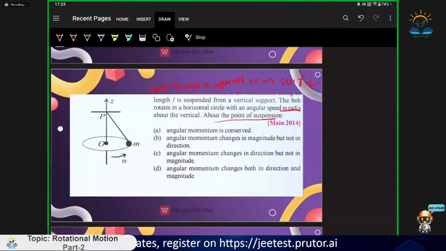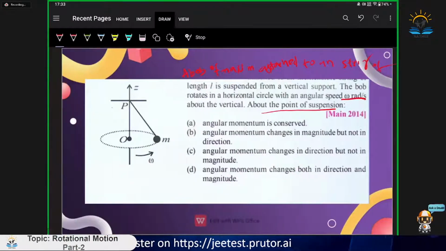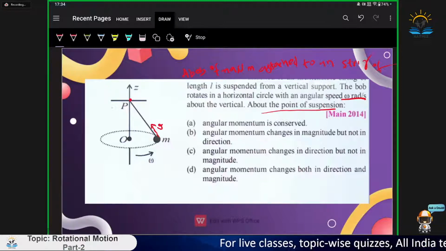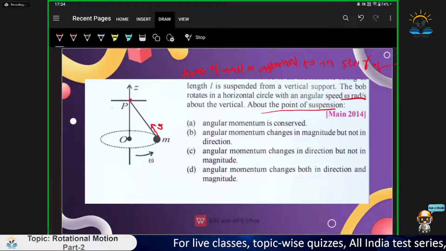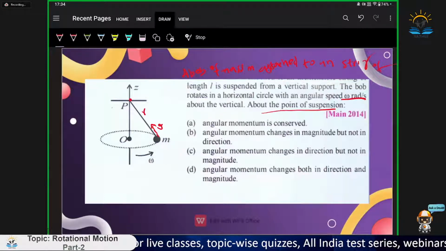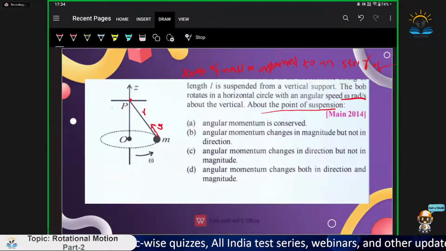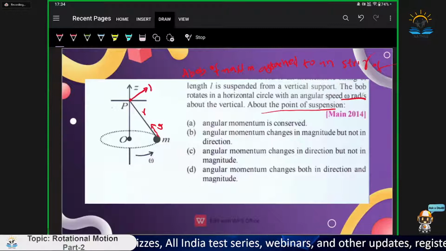See, here the velocity of the mass will be in which direction? This direction, tangential, right? Because of this, velocity will be tangential. There is a momentum mv. So angular momentum about the point of suspension will be, if this is the position vector r, R cross MV, right? R cross P. So its direction will be L, this direction.